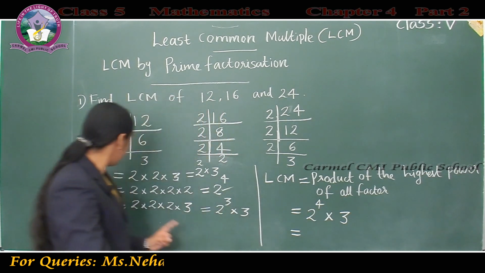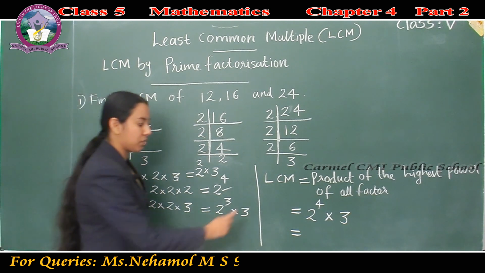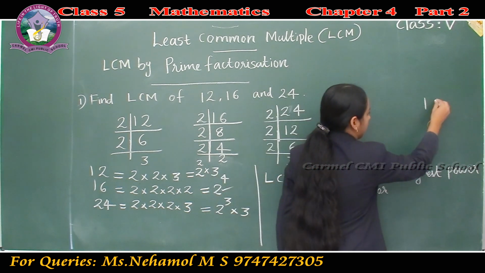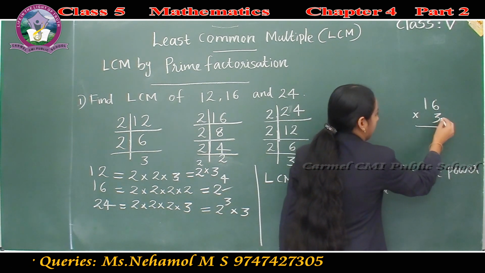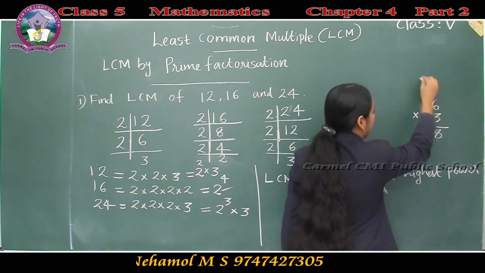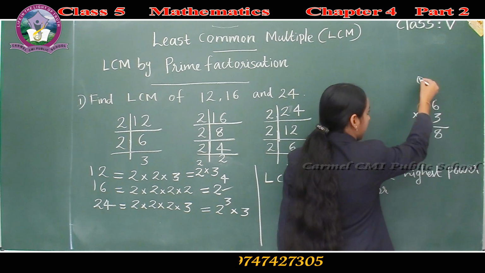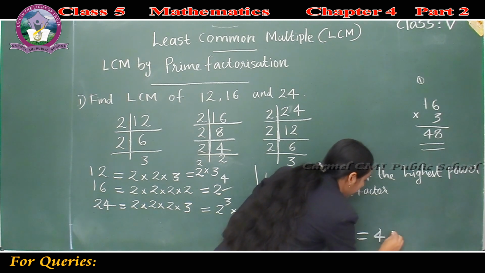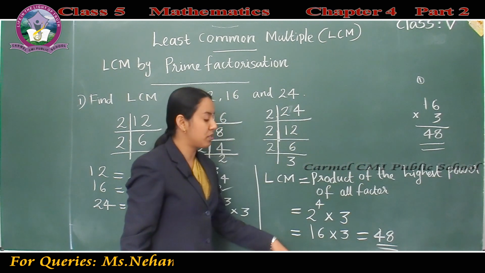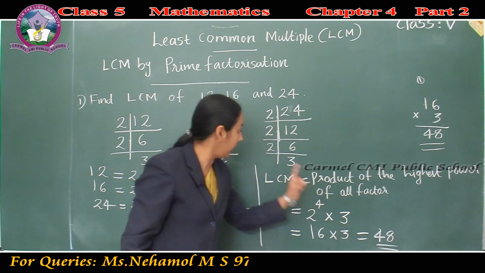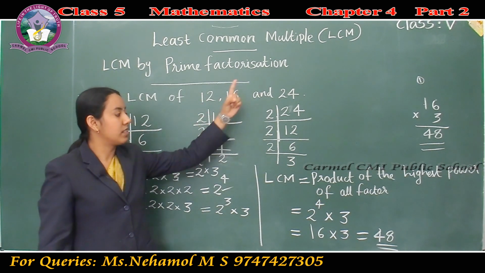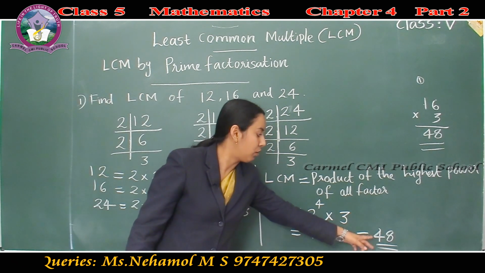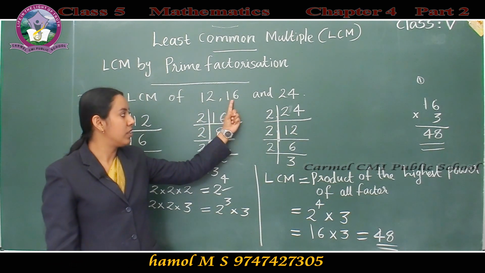2 raised to 4 means 16. 2 is multiplied 4 times. That is 16. 16 into 3. What is 16 into 3? 6 3s are 18. 1 here. 1 3s are 3. 3 plus 1, 4. So the answer is 48. In the previous method also we get the same number 48 as the LCM of 12, 16 and 24. By prime factorization also we get 48 as the LCM of 12, 16 and 24.